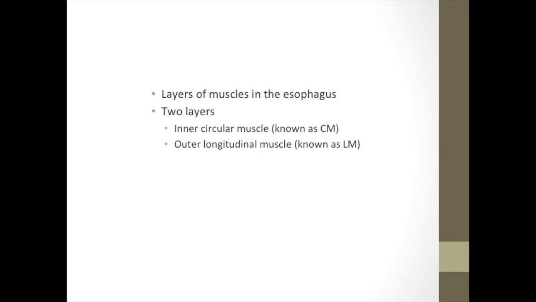There are two layers of muscles in the esophagus: the inner circular muscle, also known as the CM, and the outer longitudinal muscle, also known as LM. During peristalsis, it's been shown that the CM and LM contract together to move contents towards the stomach and towards the end of the esophagus. They relax together to receive the chewed up food in essence.